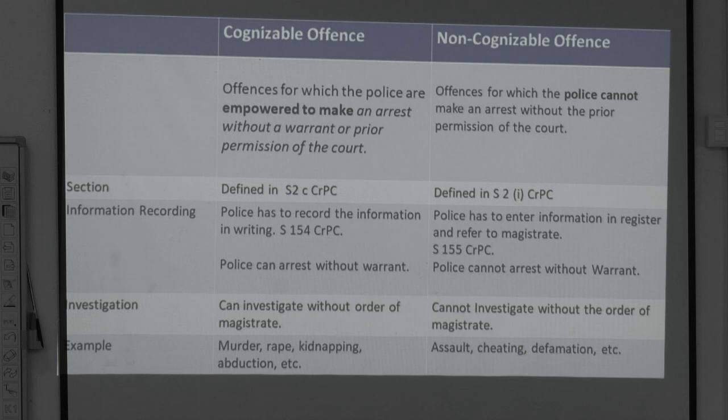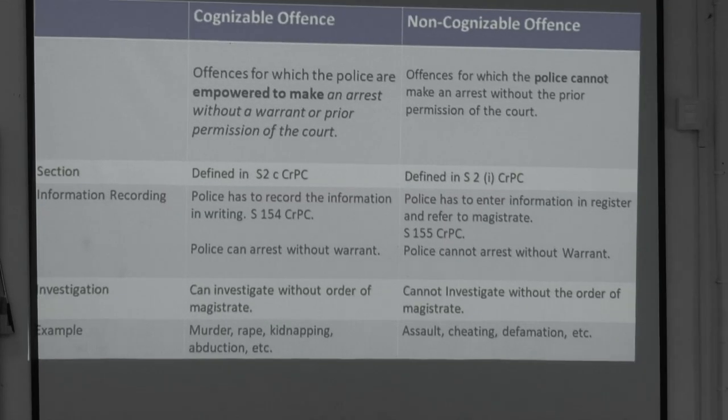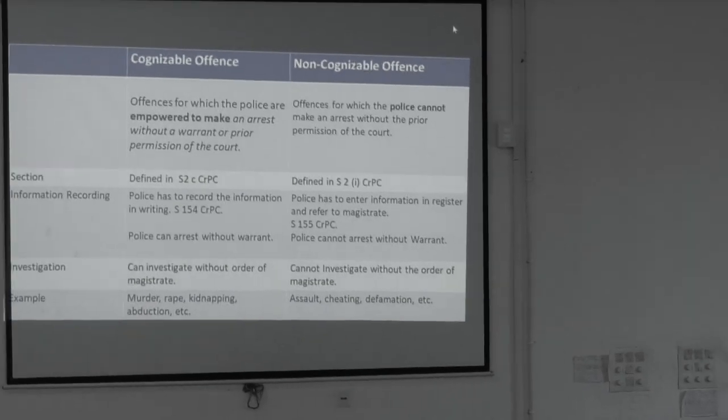Suppose X commits some crime which is so bad, so grievous. Grievous is a medical term, and it's famous. If that crime is so bad that police can come and arrest you without anyone's permission. ठीक है? ये लॉजिक माने. Now, the definition: an offense for which police are empowered to make an arrest without a warrant or prior permission from court. Example: murder, rape, kidnapping, abduction, etc.